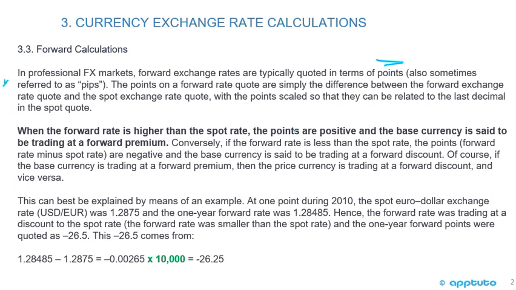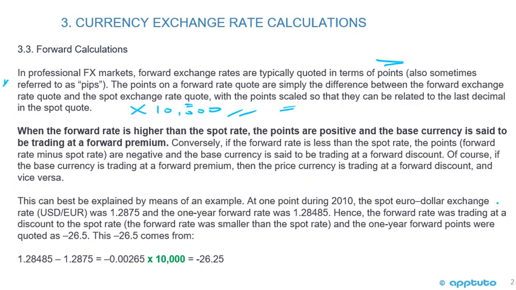The points on a forward rate quote are simply the difference between the forward exchange rate quote and the spot exchange rate quote, with the points scaled so that they can be related to the last decimal in the spot quote. So we're going to see that involves multiplying or dividing by 10,000. Okay, you'll see that through the example.